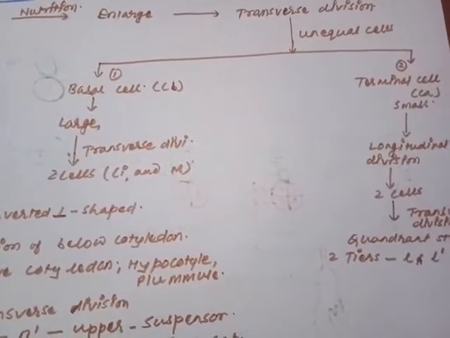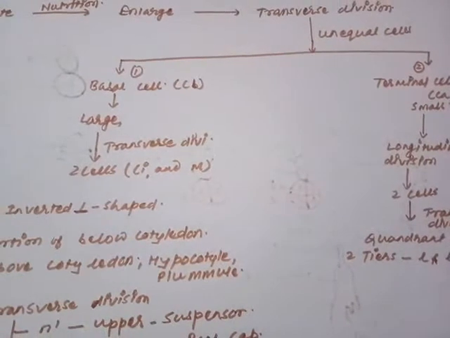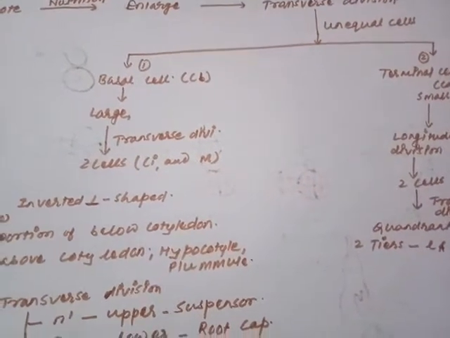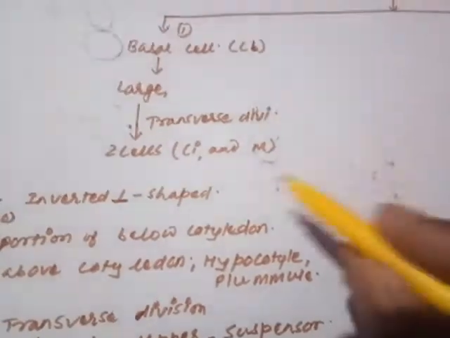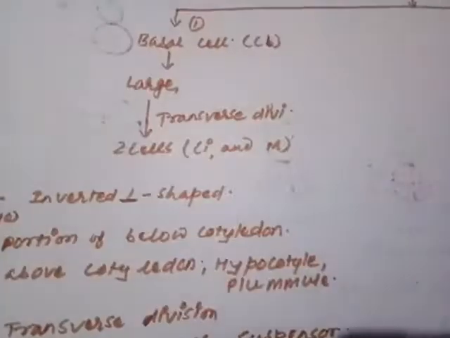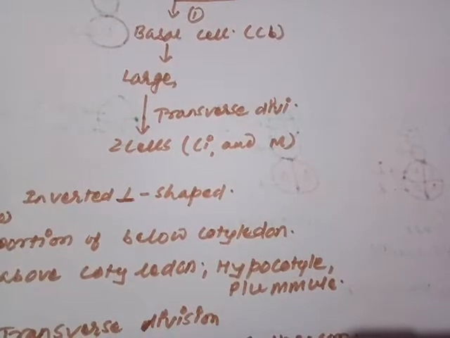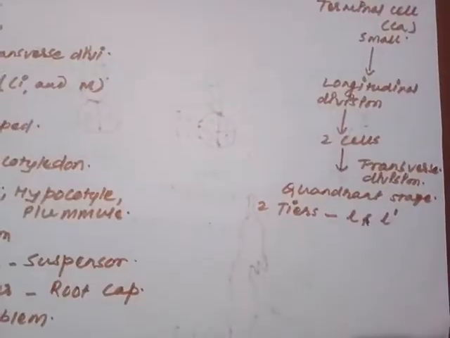The basal cell will undergo transverse division and form two cells called CI and M. At the same time, the embryonal cell will start dividing again. It will undergo longitudinal division and form a two-celled stage. The two-celled stage will undergo transverse division and form the quadrant stage. There is no need to form the octant stage because this is a monocot embryo.